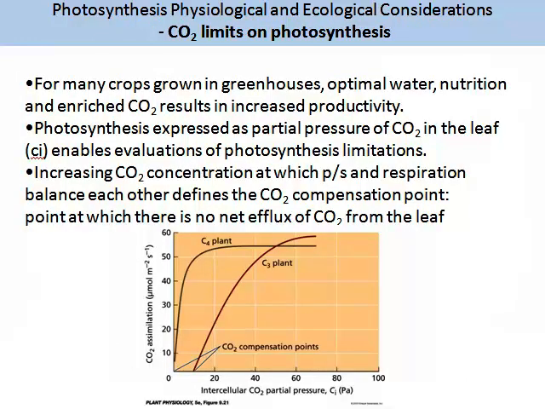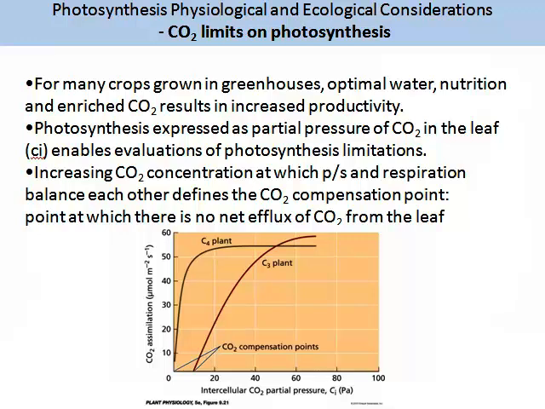For many crops grown in controlled environments such as glasshouses or greenhouses, optimal water, nutrition and enriched CO2 can result in increased productivity. Photosynthesis can be expressed as the partial pressure of carbon dioxide in the leaf, and this is referred to as Ci. This enables evaluation of photosynthetic limitations.